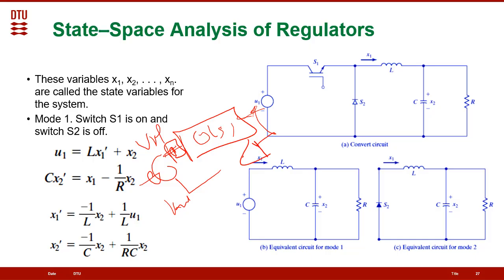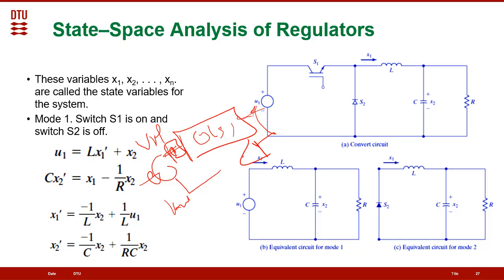So we can see that in the on mode the switch is on, and during the off mode the switch is off, so we do not have the power supply. And then we need to specify something that we call states. So how can we select the state? As a rule, any current through the inductor can be selected as a state. This will be the current. So my first state will be the current in the inductor.